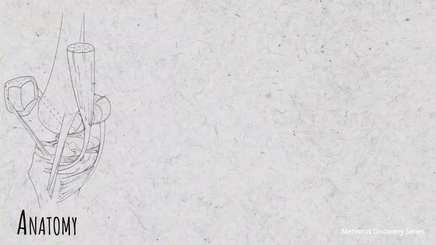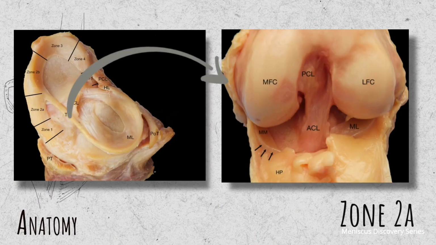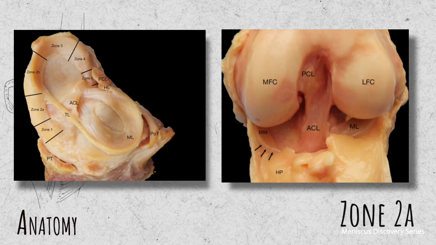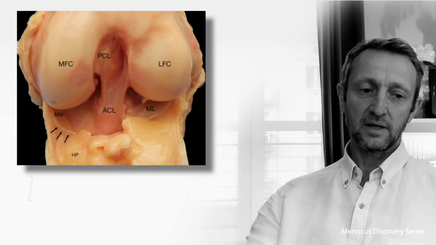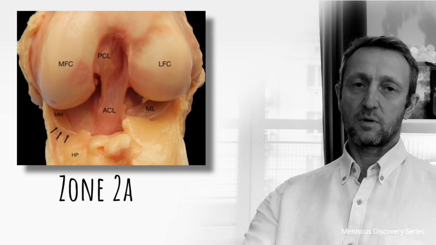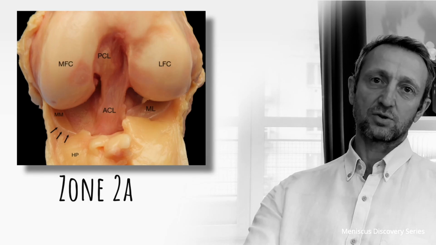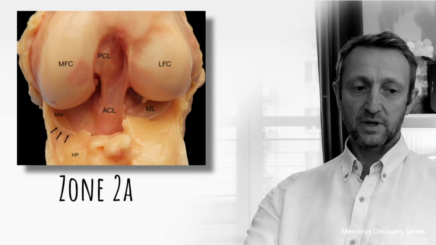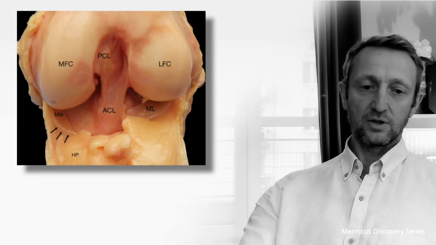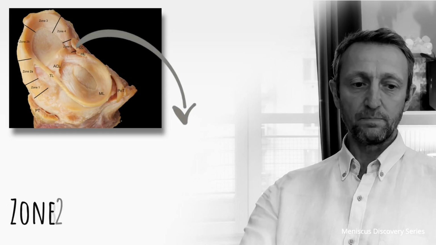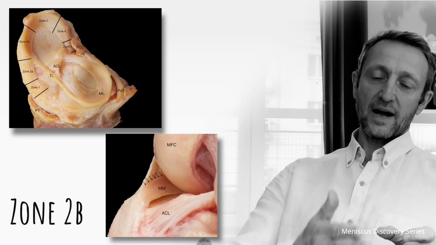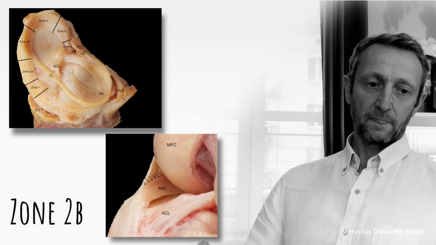Here starts the histology of the meniscus, which is similar to the meniscus anatomy. Zone 2, as I said, has 2 parts. One is between the anterior root and the intermeniscal ligament, and this is also a very mobile part, which is mostly attached to the tibia and to the Hoffa fat pad. You can see the Hoffa fat pad is attached to zone 2A. When we go to zone 2B, zone 2B is between the intermeniscal ligament and the anterior border of the MCL.